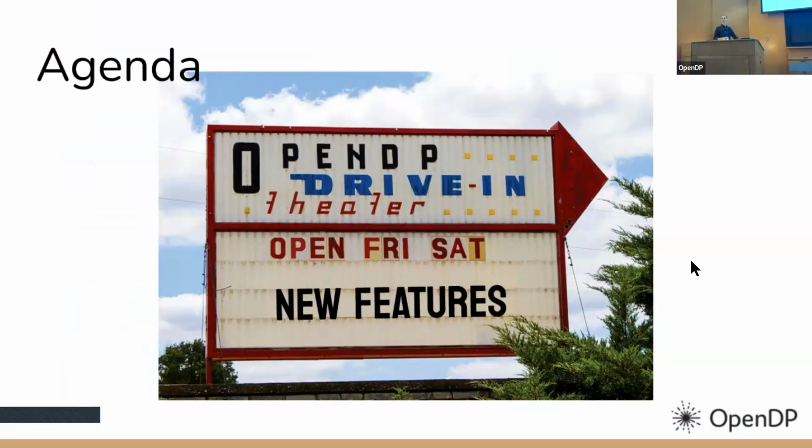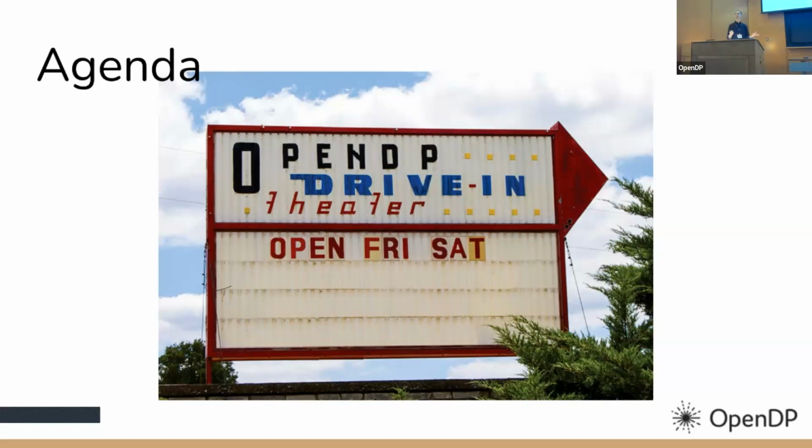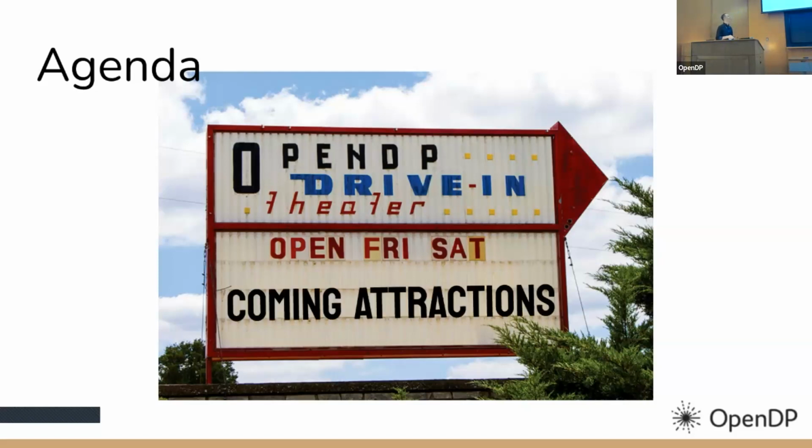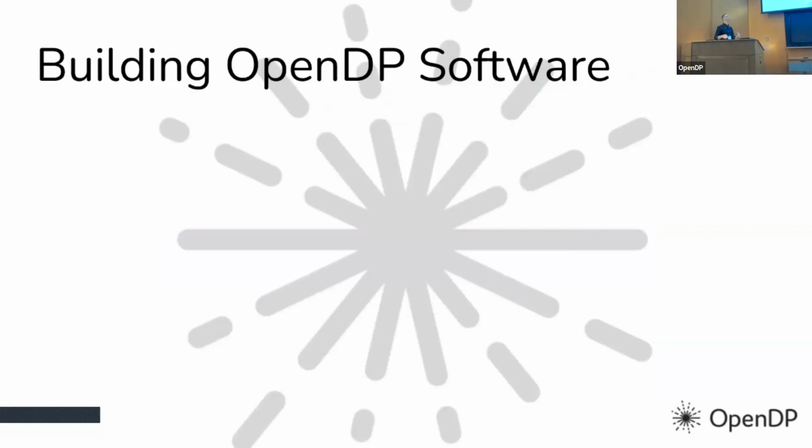Okay. So, like I said, new features, new bits of functionality that we've added to OpenDP. We've also got improvements that we've made to existing functionality, and of course, no trip to the Garden Theater would be complete without some previews of coming attractions. So I'm going to start out by giving you kind of an overview of our technology stack.